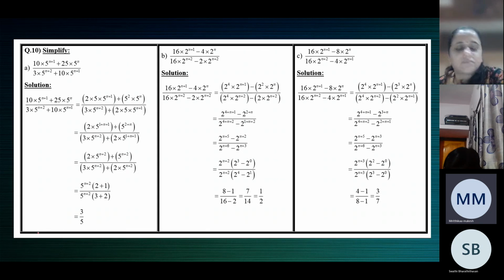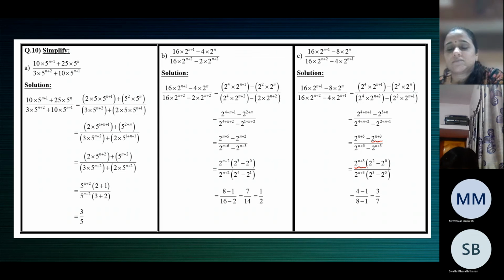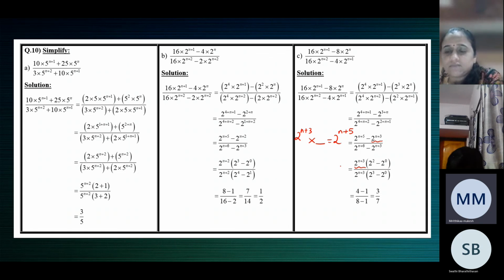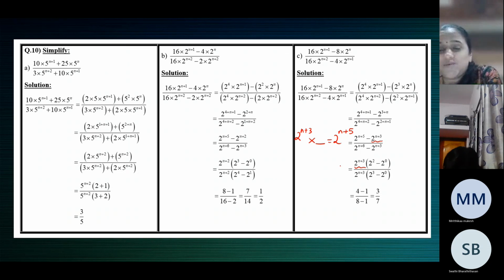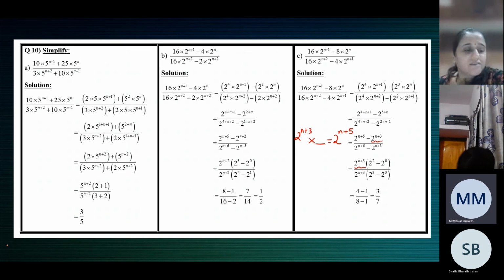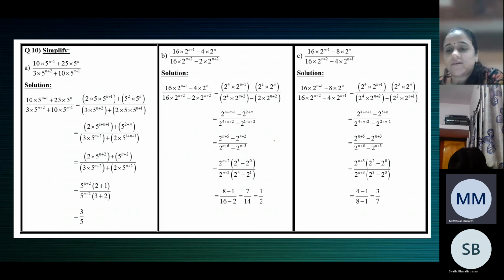And the next step is 2 power n plus 3, and bracket, when 2 power 2 is 4, ma'am. No, no, not like that. Yes ma'am, sorry ma'am, 2 power n plus 3.